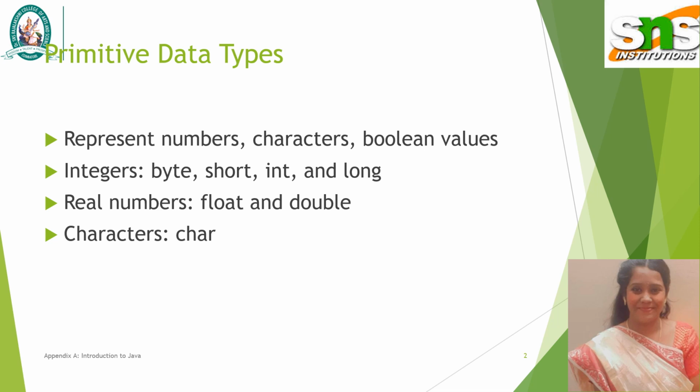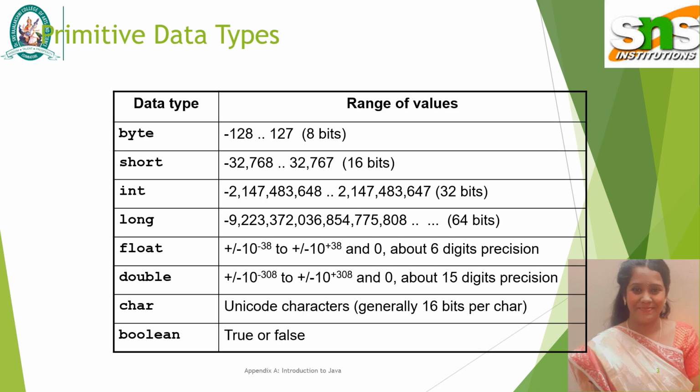The data types are also the building blocks of data manipulation, and they can be further divided into boolean, character, byte, int, long, float, double. They also represent numbers, integers, real numbers, characters, etc. So these are the types of data types present in Java, along with the range of values.